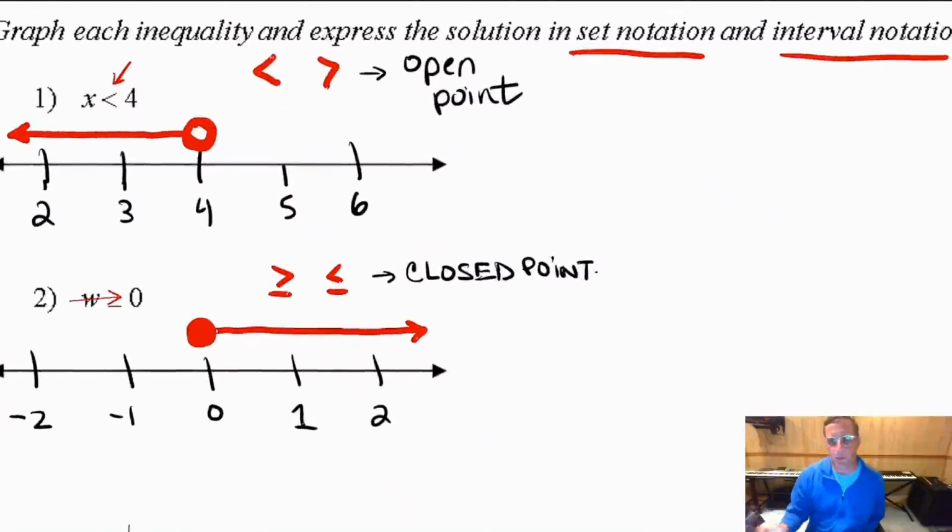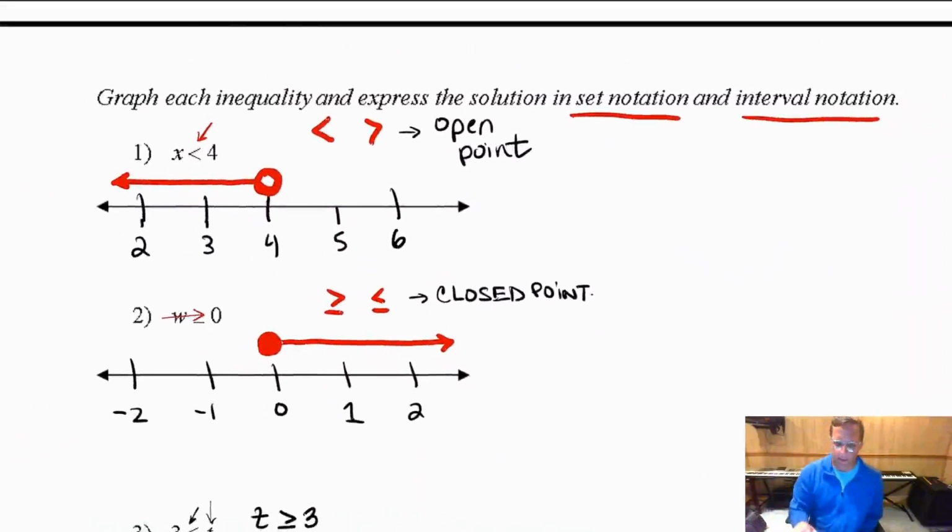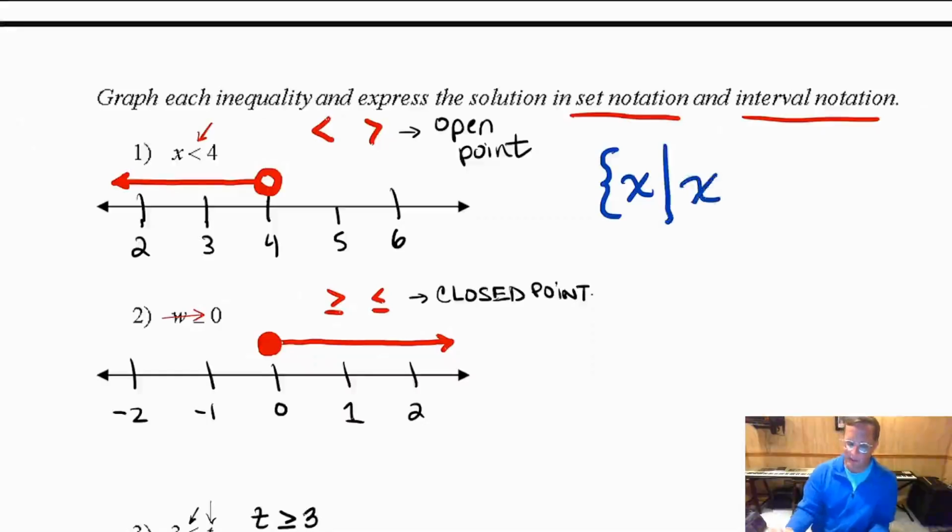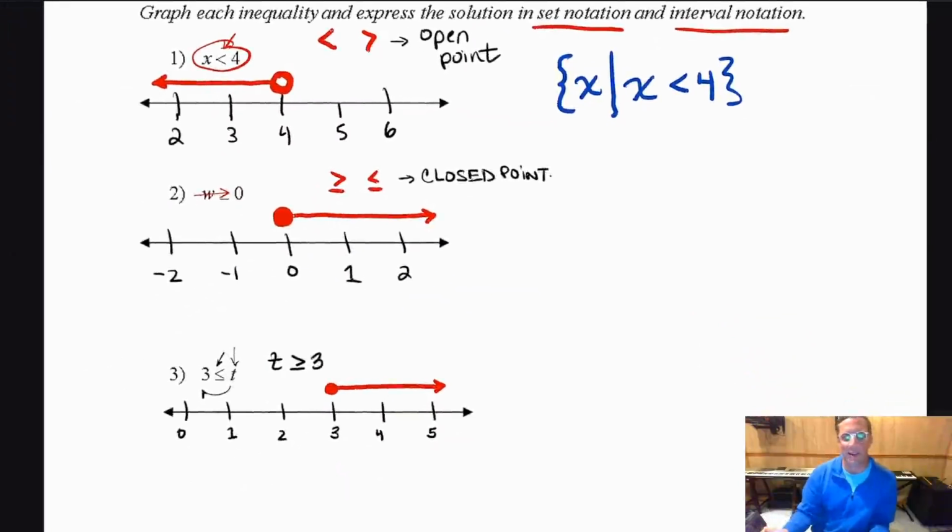Now, going to the set notation, we're going to use the brace symbol, like that. This time we're using x. So we're going to put x as all numbers such that x, and then we're just going to basically copy down that inequality right there. So you're going to write down x is less than 4. And that's all you have to do for set notation. For number 2, we're going to do the same thing. We're going to use w though.